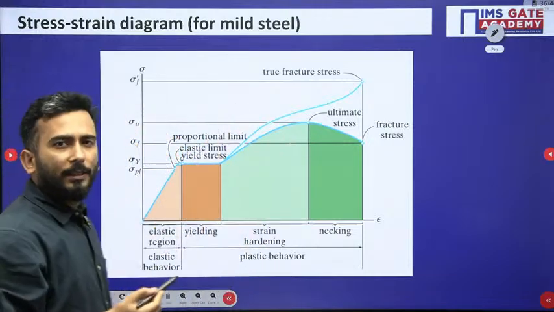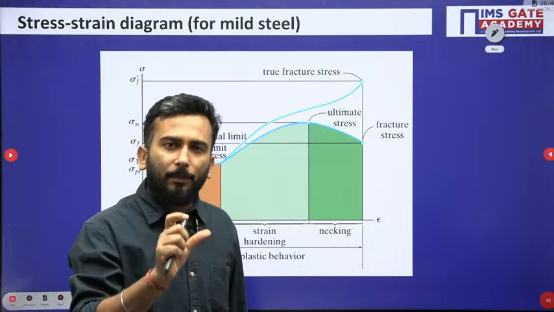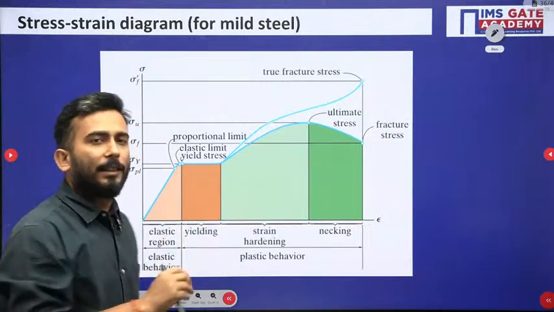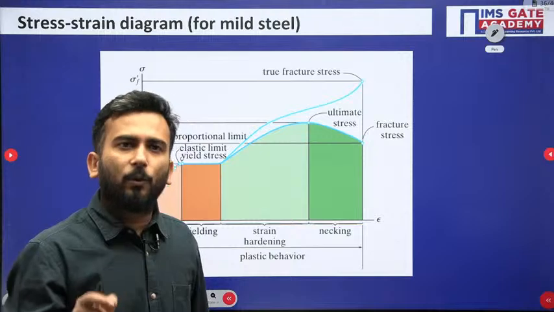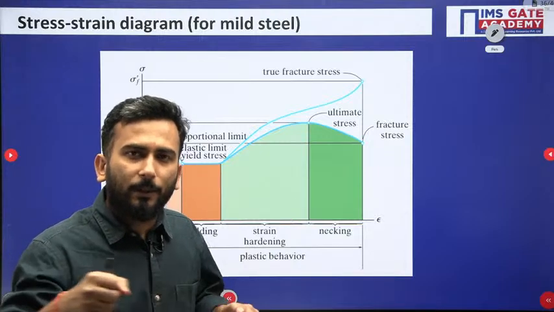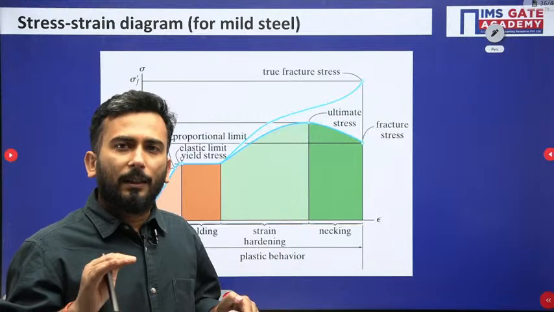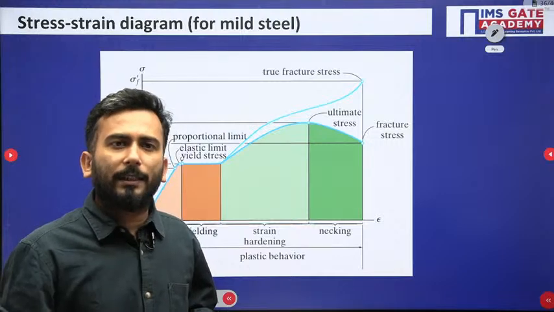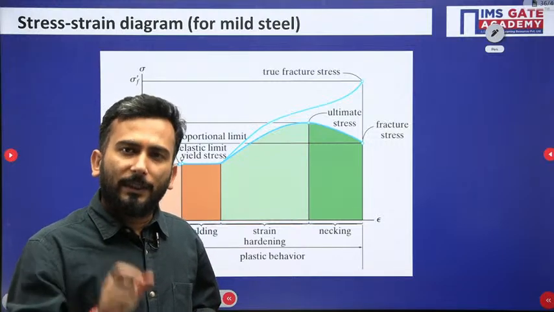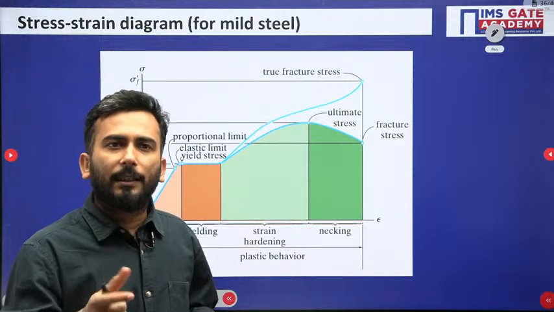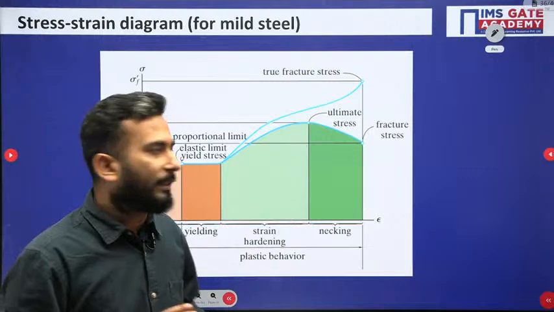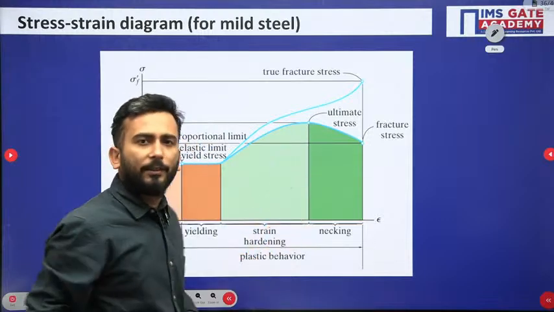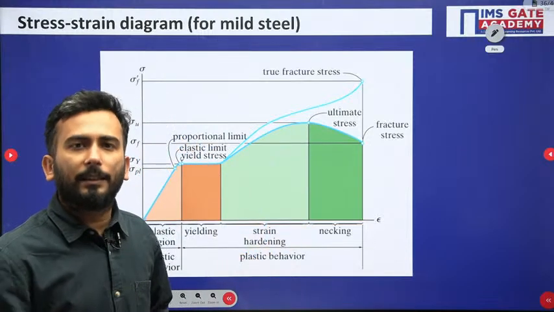And in true stress, we replace the original area by the actual area and the original length by the actual length. Whenever a material is subjected to a tensile test, you can imagine that the area keeps on decreasing. Stress equals force by area, so when the denominator decreases, the stress value increases, and that is why the true stress strain curve is above the conventional stress strain curve.